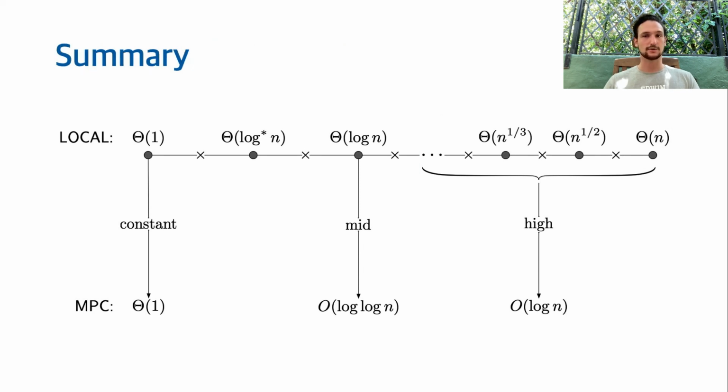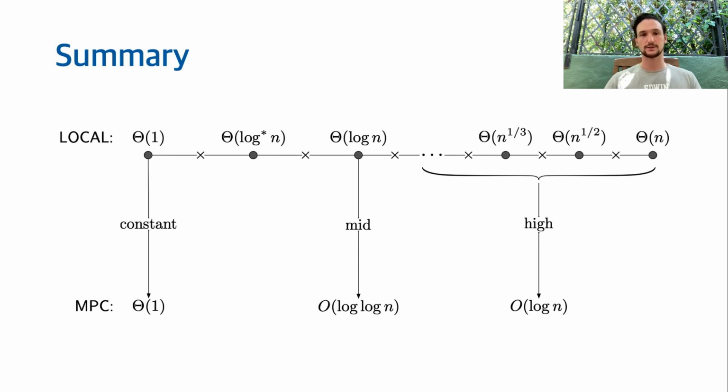So to summarize our results, this is the first systematic study of the MPC complexity landscape for LCL problems on trees. With our constant, mid, and high complexity regimes, we show that almost all LCL problems can be solved exponentially faster in the MPC model than in the local model. We emphasize that our algorithms are deterministic, and we use n to the power delta local memory and linear global memory, which is the strictest possible.